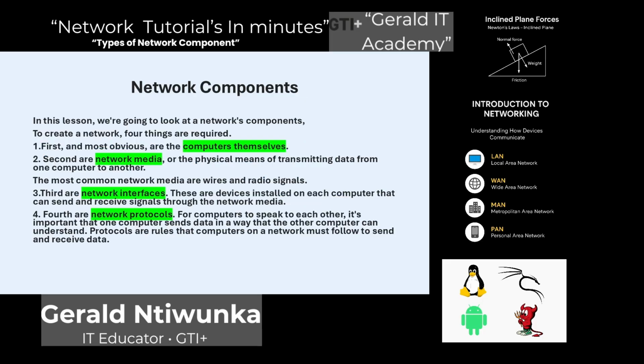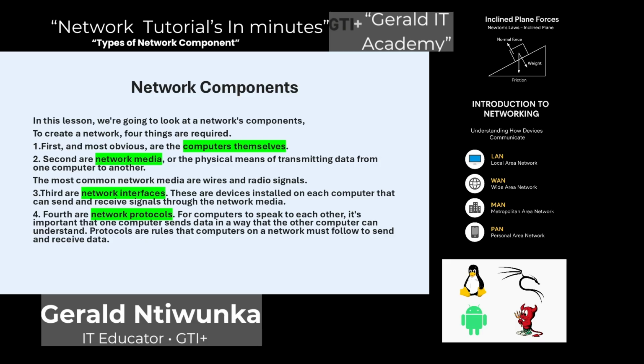Now, what are the network components that we are going to look into today? In this lesson, we are going to look at a network's components. To create a network, four things are required. Yes, four things are required.